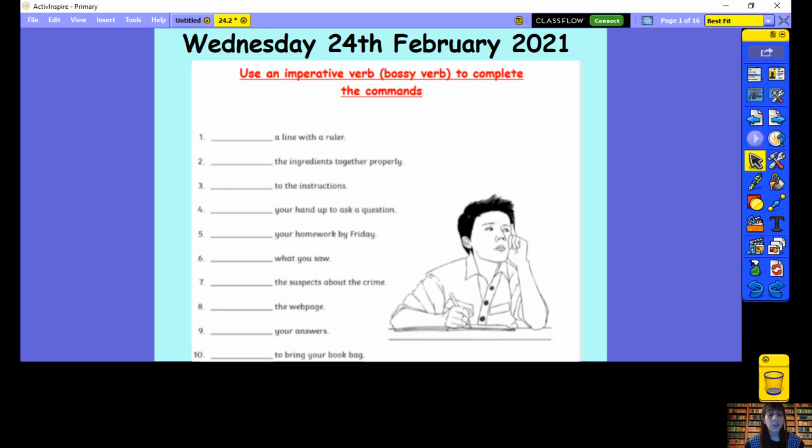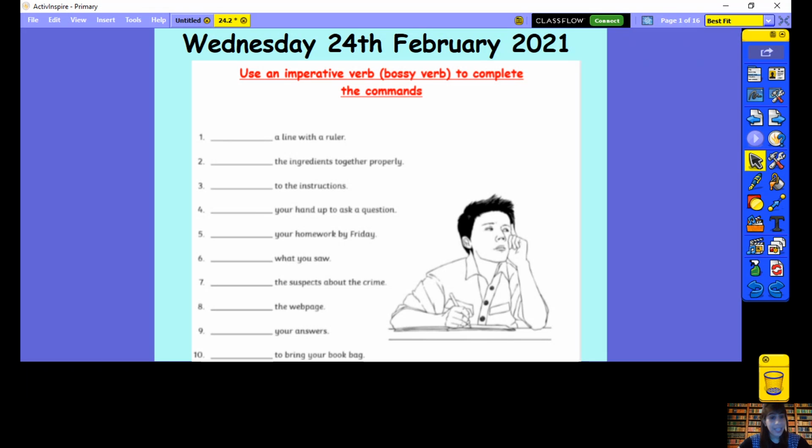Our do now today is going to be about commands. Now, if you've got the worksheet, great. All you have to do is write the imperative verb to complete each of those commands. Now, if you have forgotten, an imperative verb is a bossy verb. So you're telling somebody quite impolitely to do something with a sense of urgency. You want it to immediately happen.